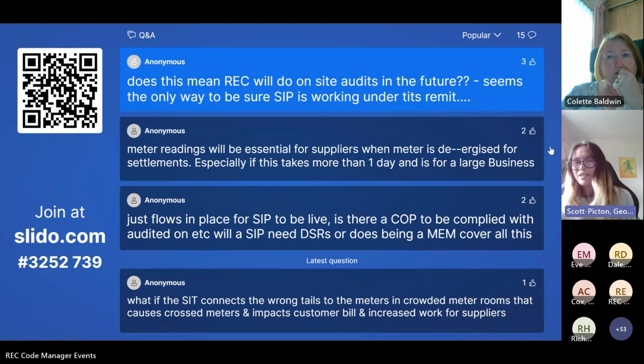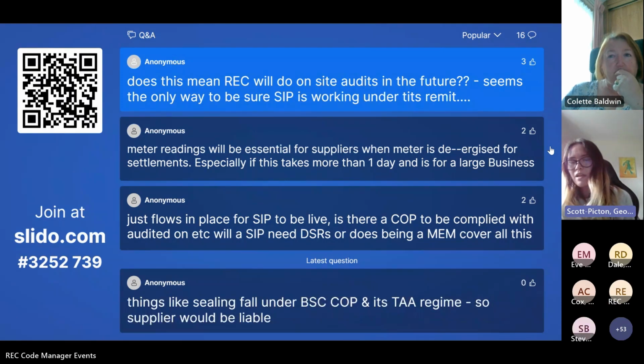Yes, in fact, we already do on-site audits for MEMs. So audits are made up of both desktop and site audit elements. Site audits can be comprised of work in progress and/or post-completion, depending on what's applicable at the time, and that's determined by the auditor. So the way it will work is that SIP work will be considered within the scope of what could be audited each year, and they will be required to showcase that they are compliant in terms of the energization and de-energization work that they carry out.